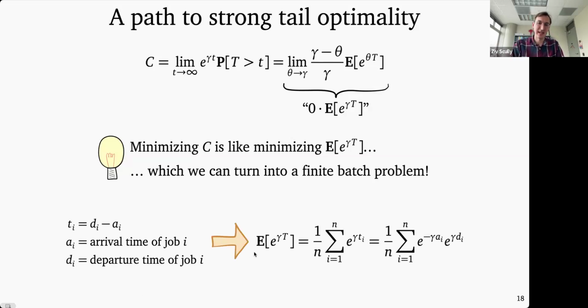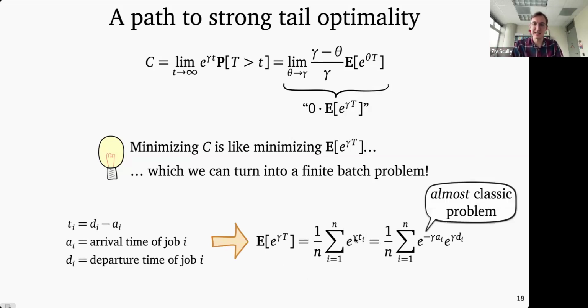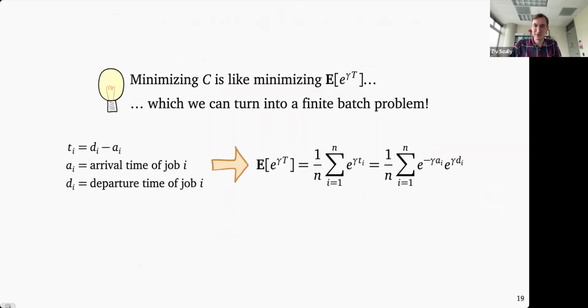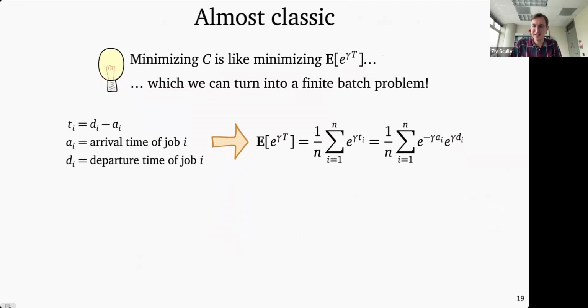So here I've just said, if I've got some finite batch of n jobs, then the expected e to the gamma t of a random job is just this expression, where I'm averaging the e to the gamma t's of all n of my jobs. I can then rewrite this by expanding what t_i means, as something to do with the arrival time and something to do with the departure time. And this is almost a classic problem with a known solution.